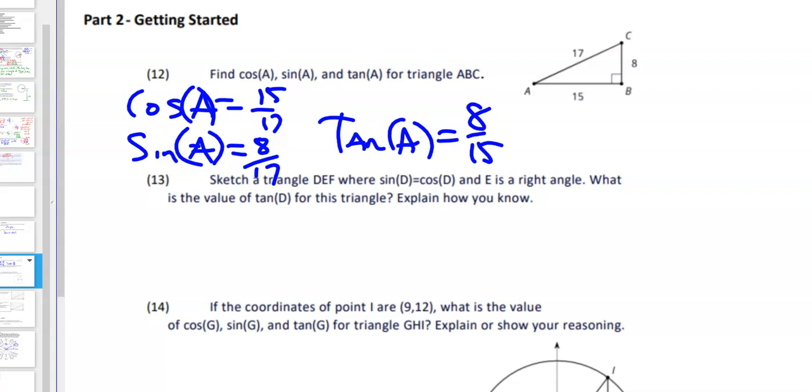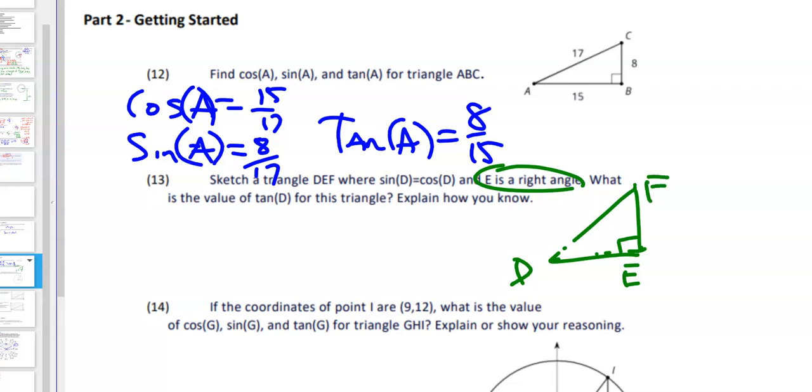In the second part, problem 13, they're asking you to sketch a right triangle, for which you have some information. We know that the right angle is at E, and the two other vertices are D and F. We're also told that the sine of angle D and the cosine of angle D are the same answer. So cosine is adjacent over hypotenuse, so let's call this A over H. And sine is opposite over hypotenuse.